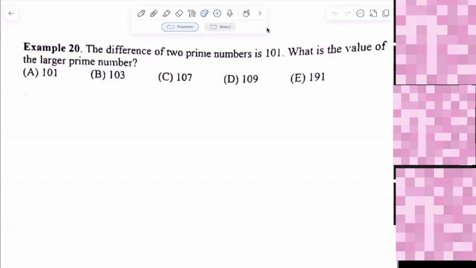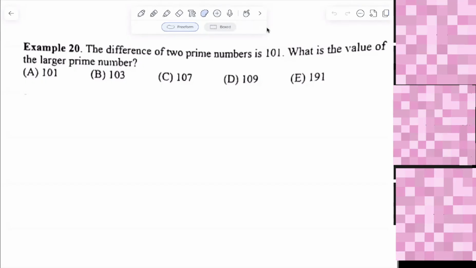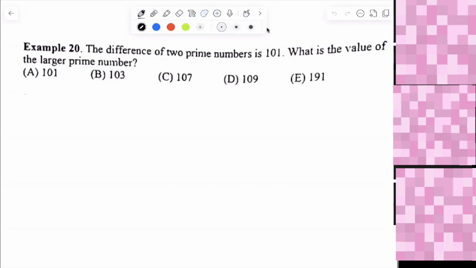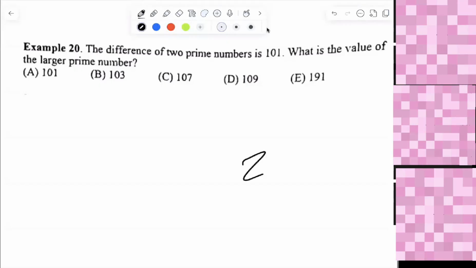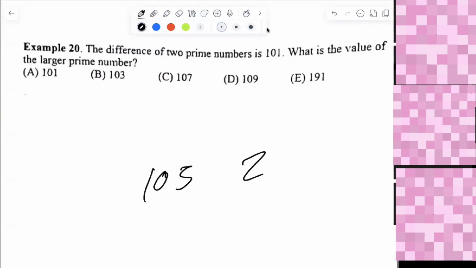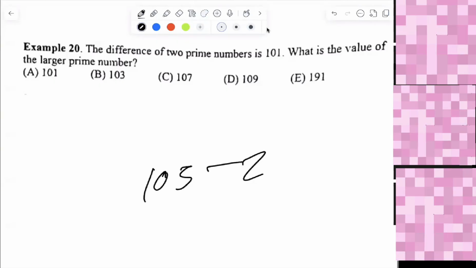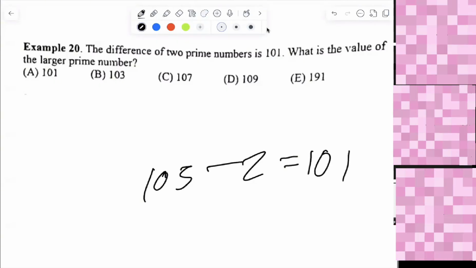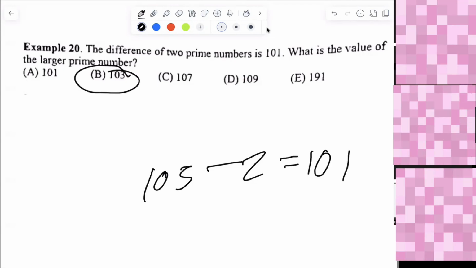Since the only even prime is 2, the other prime number should be 103, and that is indeed a prime number. Since 103 minus 2 is equal to 101, the answer is just B. Alright?